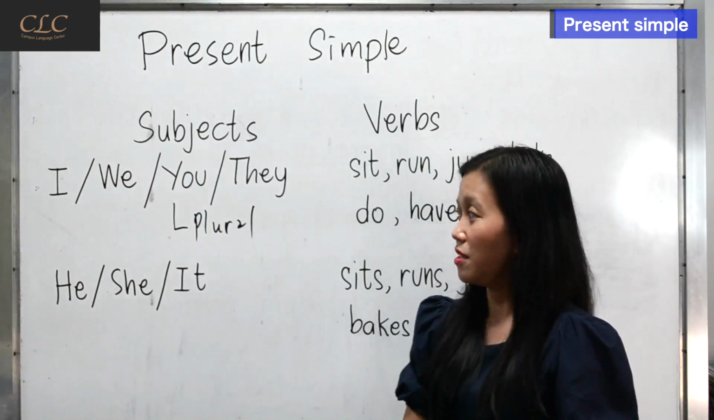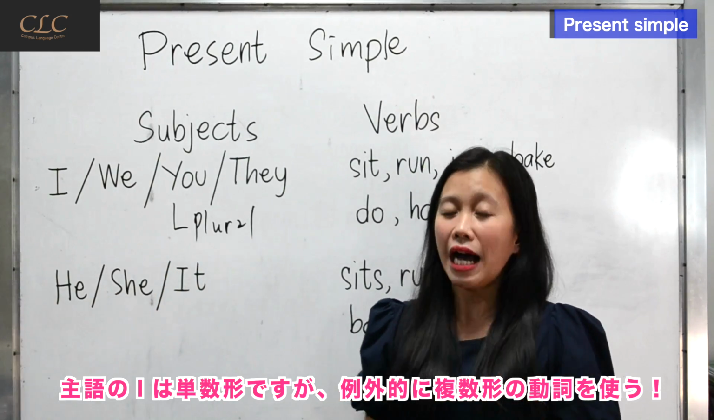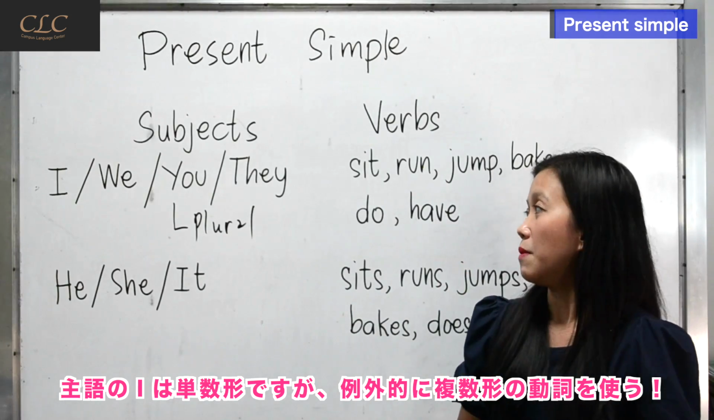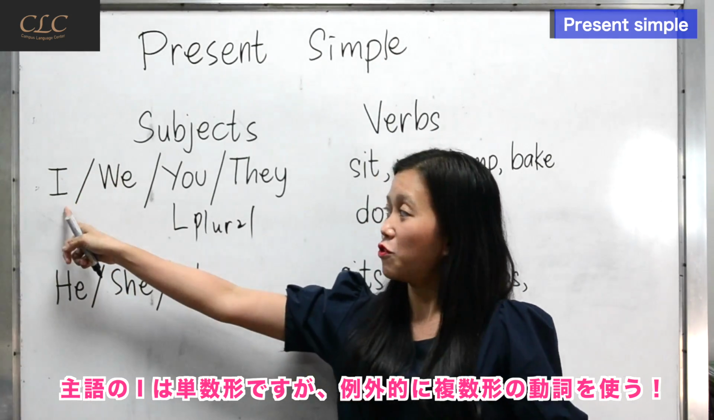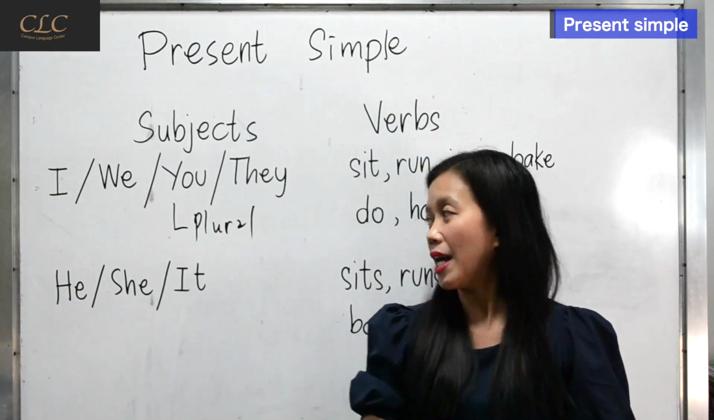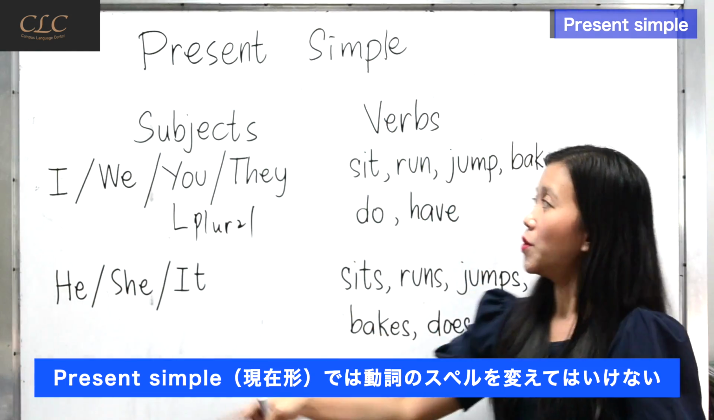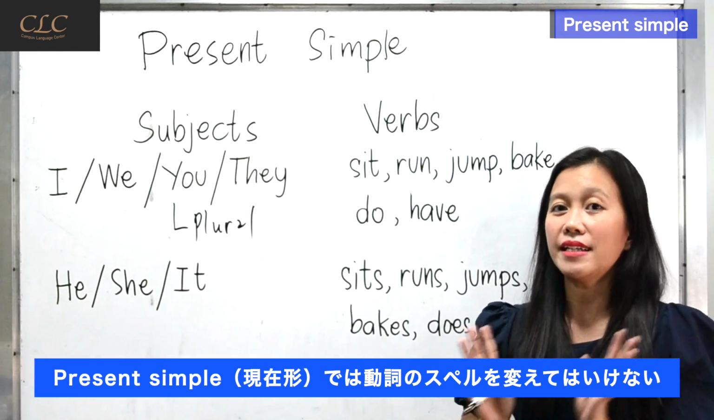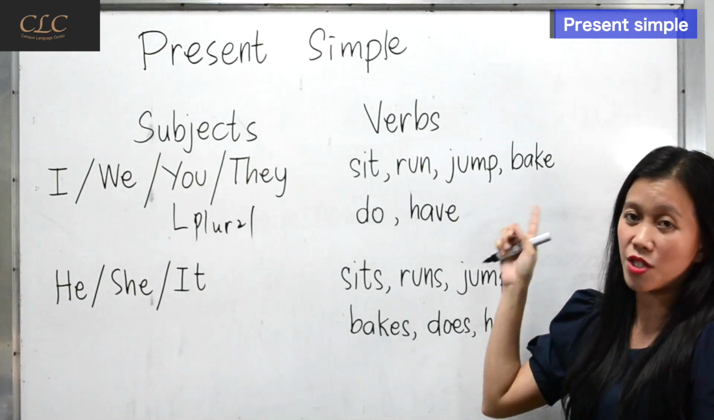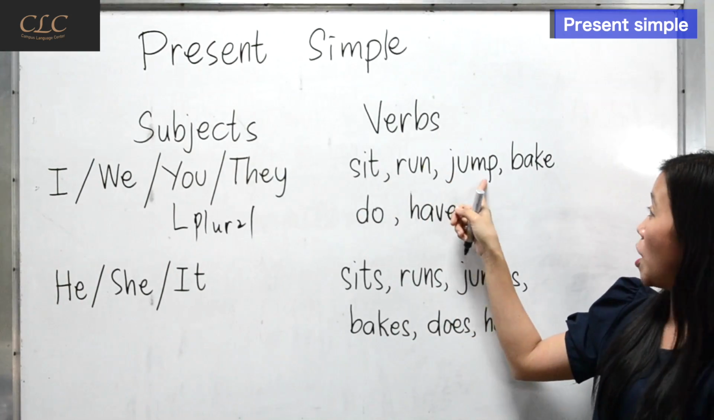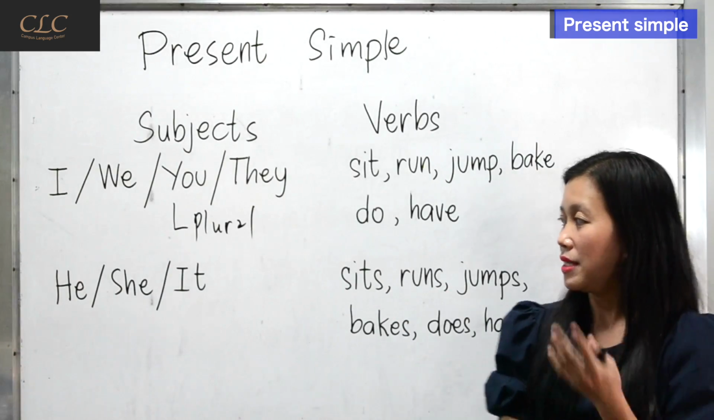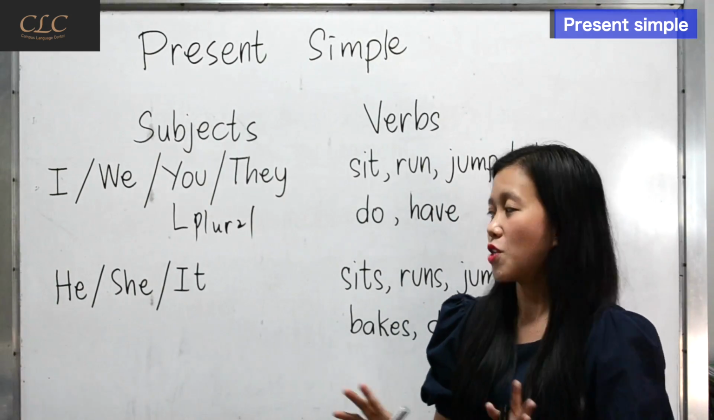Many students are asking, teacher, I is one, but I is an exception to the rule. So even if it's just one, because it's I, we have to pair I with a plural verb. And when we talk about present simple, the verb must not have any changes in the spelling. So you can notice we have got sit, run, jump, bake, do, and have. We didn't change anything.